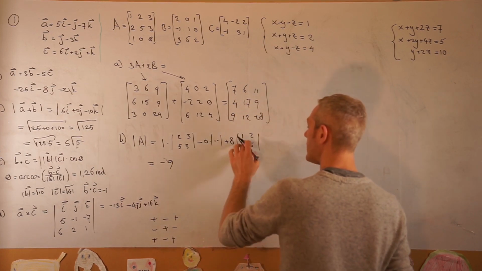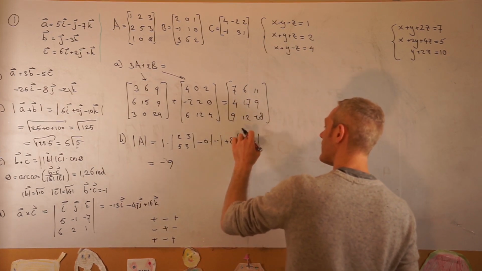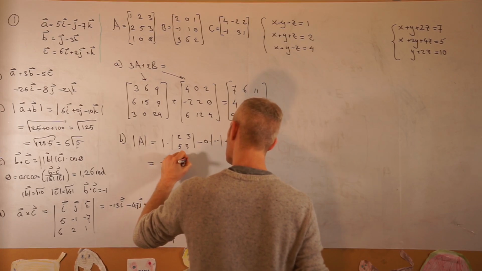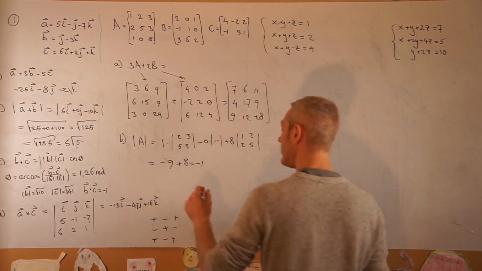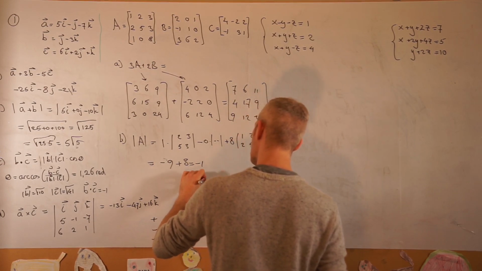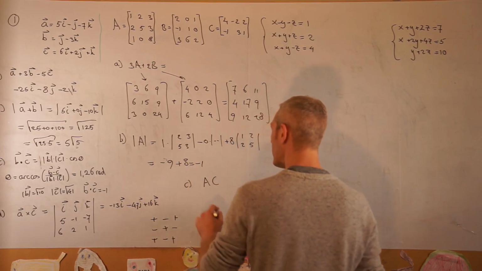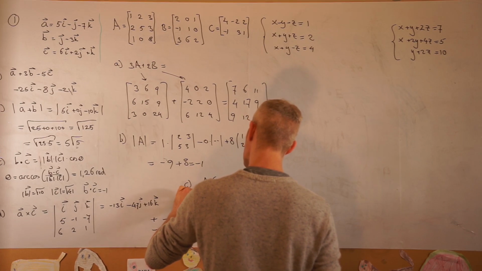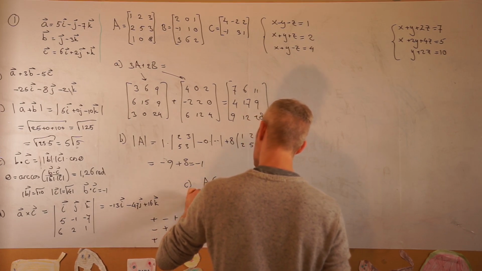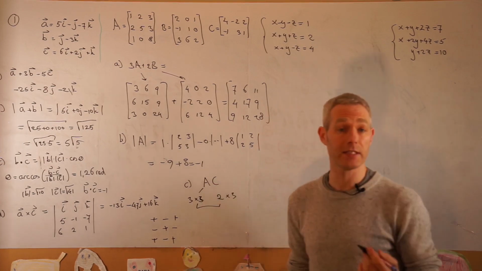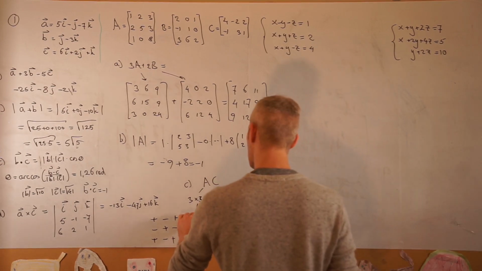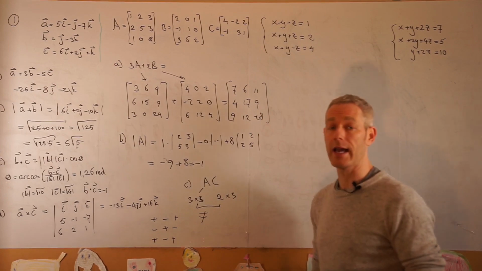And here I have plus 8 times 5 minus 2 is equal to 1, so plus 8, so the determinant is equal to minus 1. And then the final question here is, can we multiply A and C? Well, A is a 3 by 3 matrix, and C is a 2 by 3 matrix. And as these inner dimensions are not the same, we cannot multiply A and C.